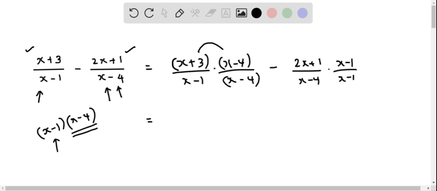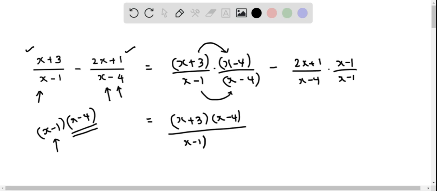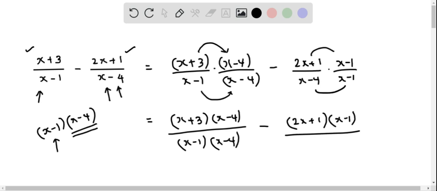In the first rational expression, we have to multiply these two numerators, and we'll also have to multiply the denominator expressions. So therefore, it will be (x plus 3)(x minus 4) divided by the denominator (x minus 1)(x minus 4). We then put minus. Similarly, we will have to multiply these numerator expressions, that is (2x plus 1)(x minus 1), and this is divided by (x minus 4)(x minus 1). I write this as (x minus 1)(x minus 4).